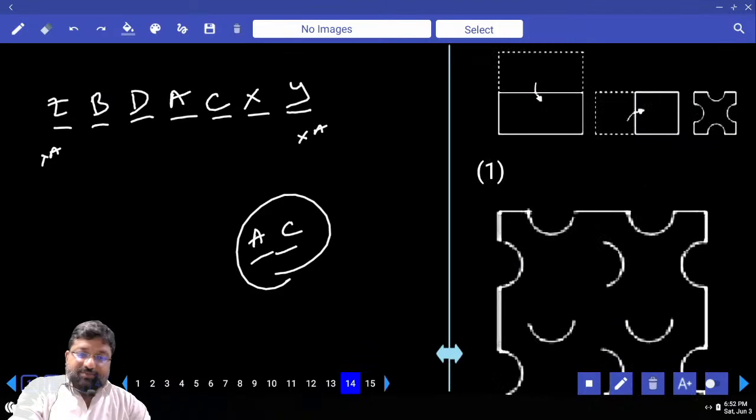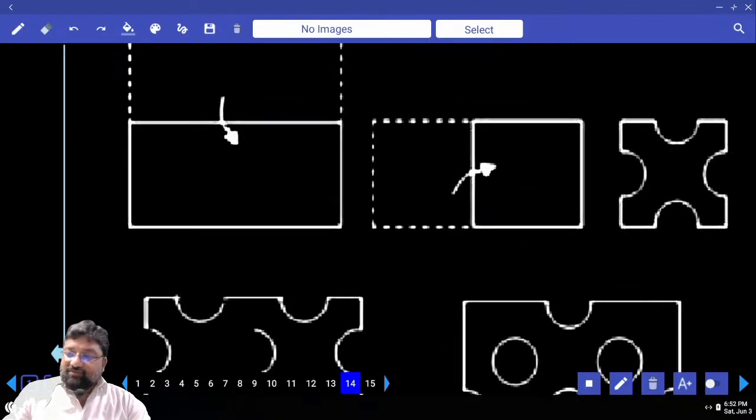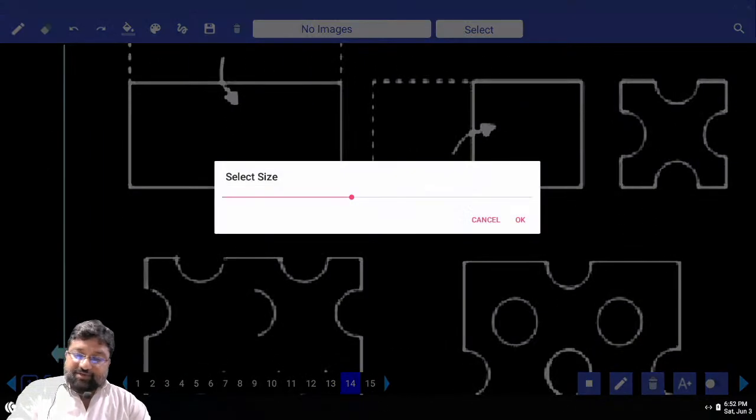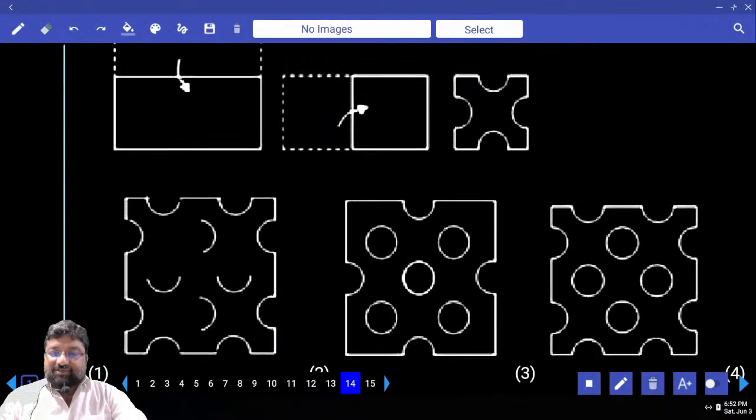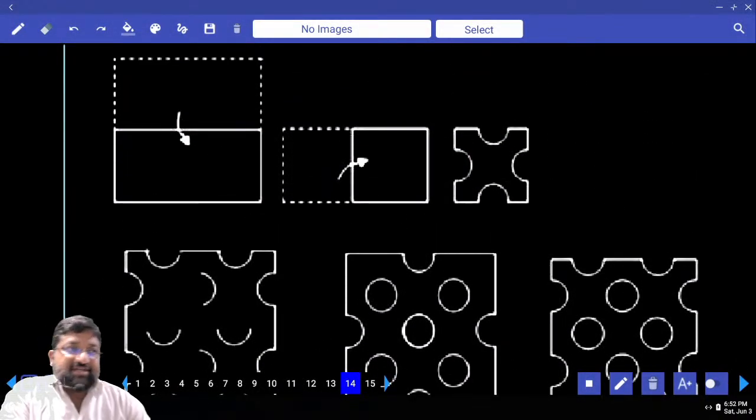The 14th question is based on paper folding, and you know what we will always do? We'll go in the reverse direction.